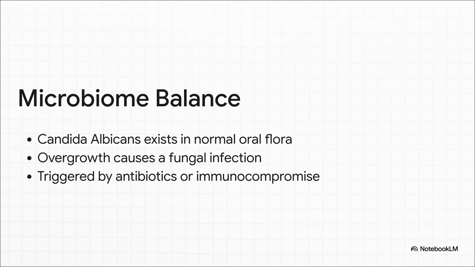It has neighbors. This biological harmony extends to your entire microbiome. Take Candida albicans, for example. It's a fungus that normally lives completely peacefully in your oral flora. But if the system's balance gets compromised, say by long-term antibiotics wiping out competing bacteria, or an immunocompromised state, this fungus can overgrow, leading to a nasty infection known as oral thrush. It's just a stark reminder that biological harmony is always a very delicate balance.